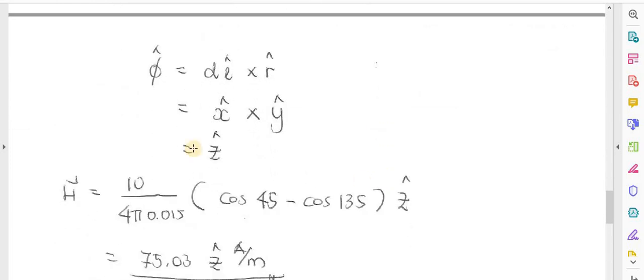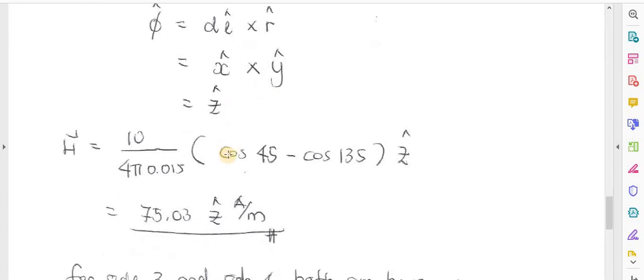As for the unit vector phi, in this round your current flows in the positive x direction. Unit vector r is y, so you will get z. So you plug in all the values again, and you will find that the magnetic field at the observation point will be 75.03 in the z direction.